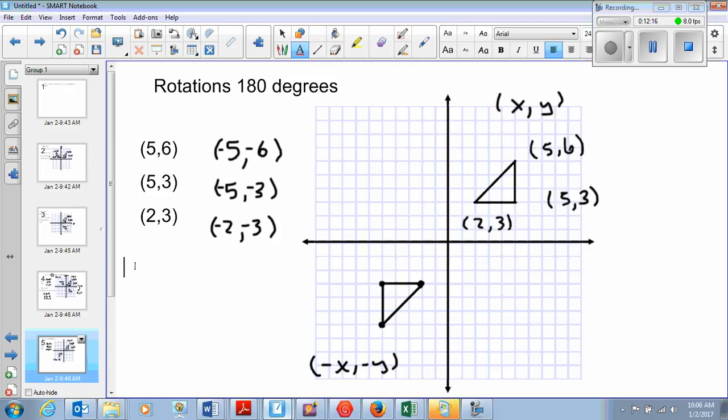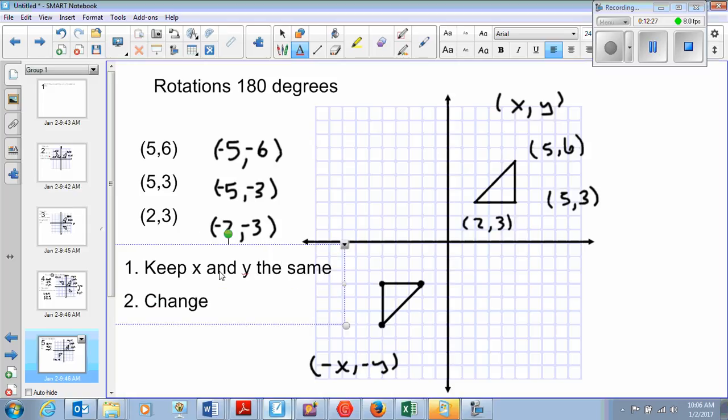So, in short, if we're rotating 90 degrees or 270 degrees, we want to flip x and y, but we want to change the sign correctly, depending on what quadrant we're in. If we were up here, it would be a negative x and a positive y. If we were down here, it would be a positive x and a negative y. You just really got to think about where those quadrants are.